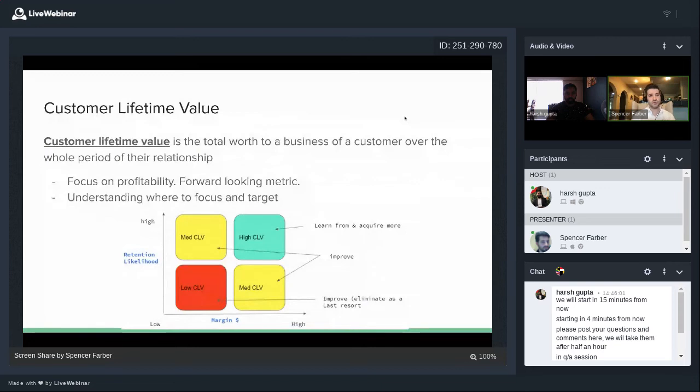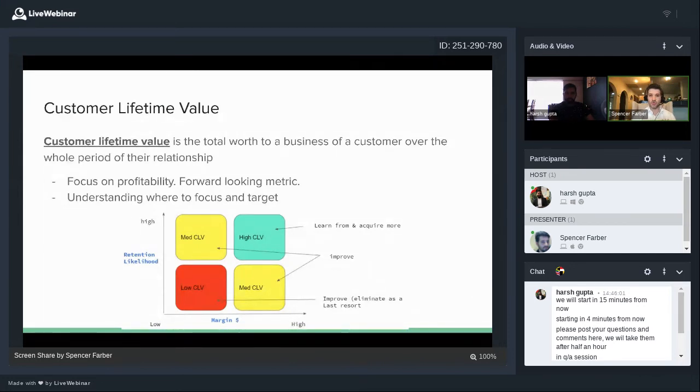Next, let's get into customer lifetime value. And that's a big one. So customer lifetime value is the total worth to a business of a customer over the whole period of their relationship. And so what happens a lot of times is once you get, let's say, for example, a deal, even with a larger company, you may let it sort of slip by the wayside. Really though, there's a lot of meat on the bone there to focus your time.